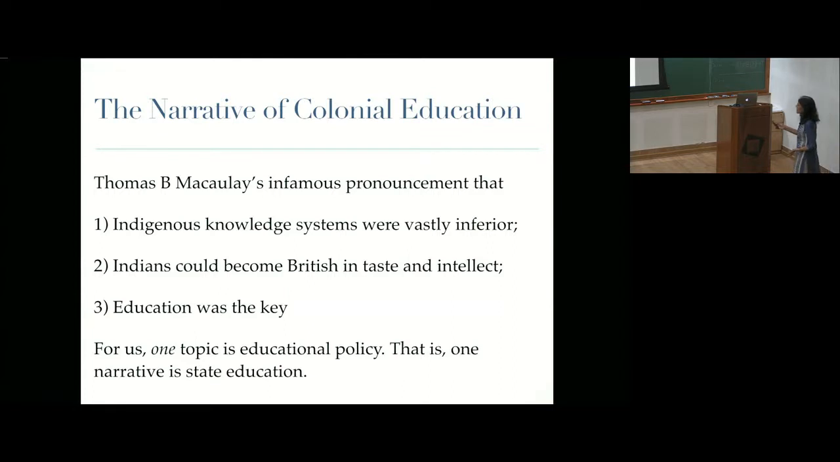So in this is the first main narrative. Everyone knows about Macaulay, but that doesn't mean that you don't need to cite him. So he's cited by everyone, including in these chapters. And it's important because it's all about educational policy. The policy that has been made then and continues till today is that indigenous knowledge systems are vastly inferior, and that Indians could become British, replace that with modern or global in taste and intellect. They just won't change in blood and color. He uses all these terms. And that the key to this is education. Those are the three parts to the thesis.